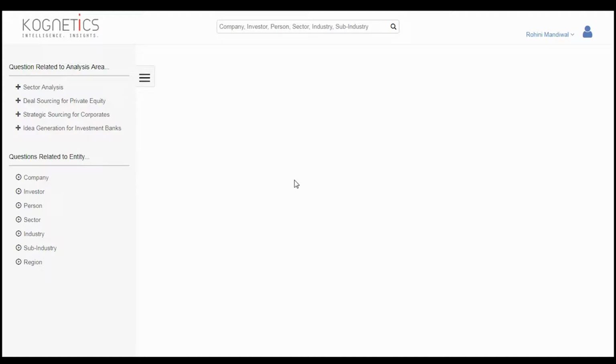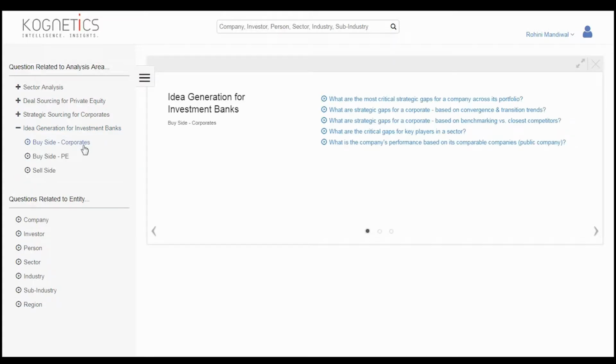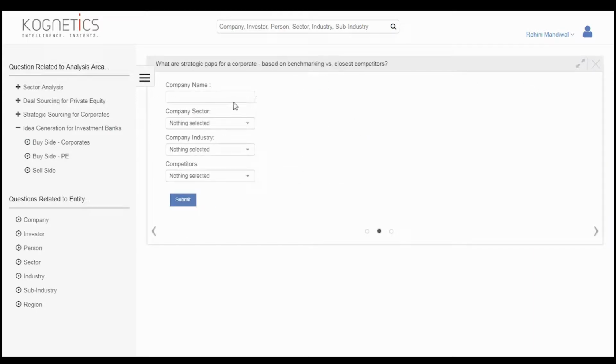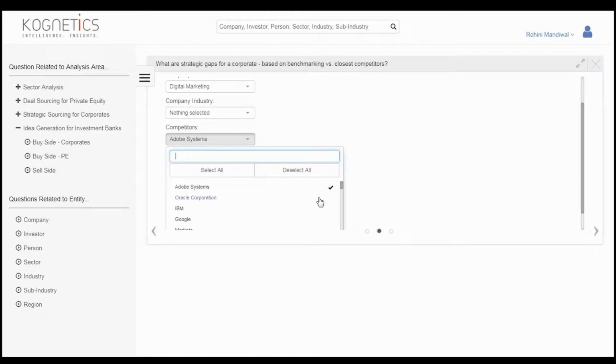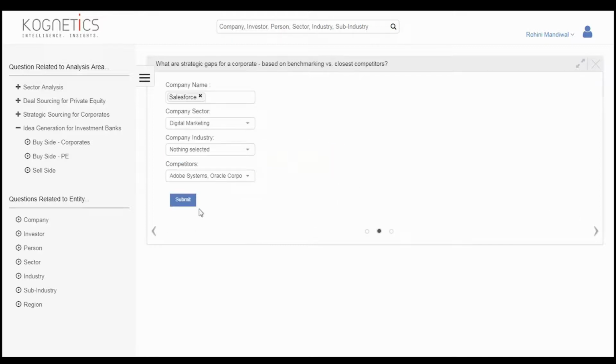Let's show you how. First, let's conduct a gap analysis of a company versus its competition. Go to Idea Generation for Investment Banks, select Buy-Side Corporates, select what are the strategic gaps for a corporate based on benchmarking versus its closest competitors. Type in a company name, for example, Salesforce, select company sector, digital marketing, and choose the competitors from the drop-down list such as Oracle, IBM, and Adobe, and submit.